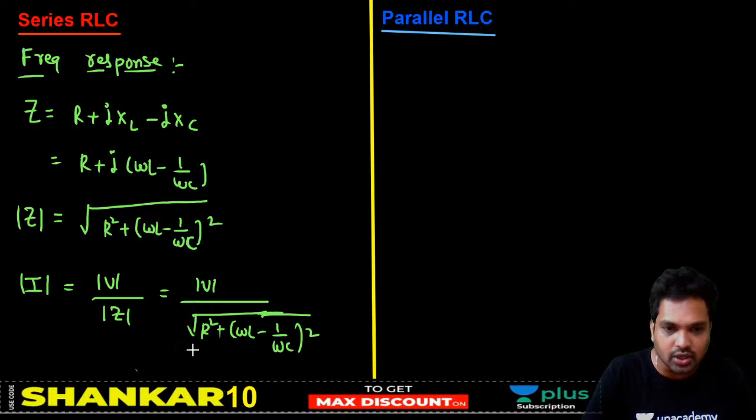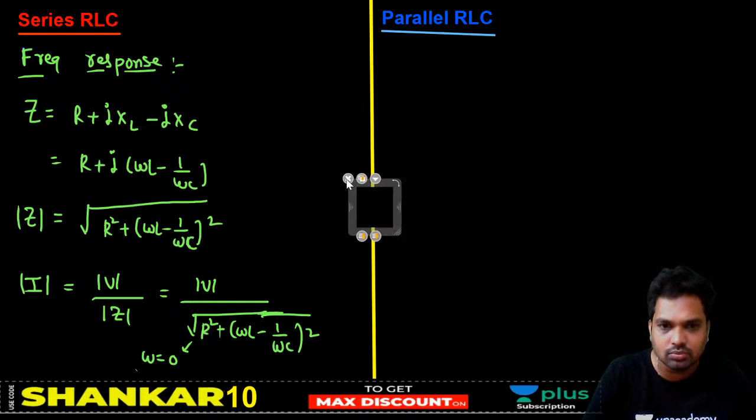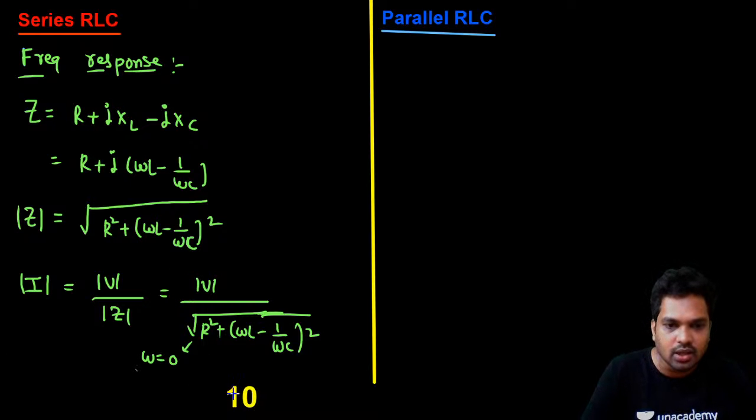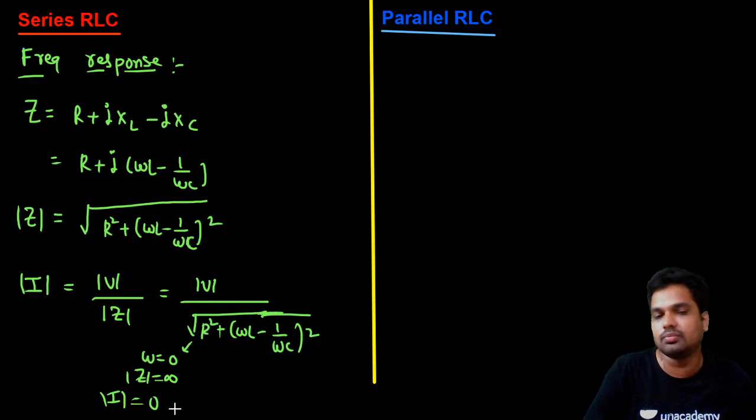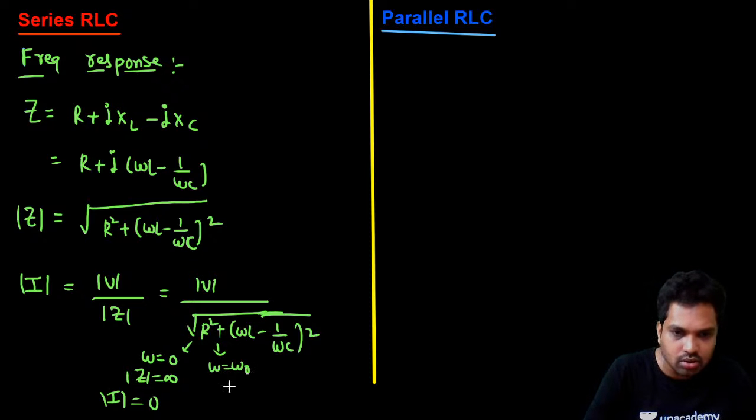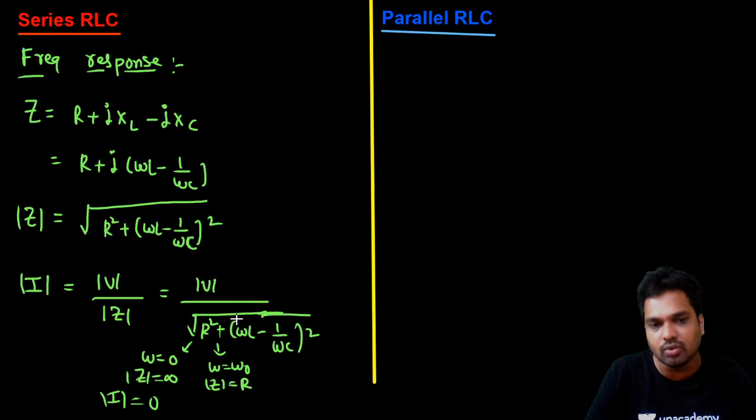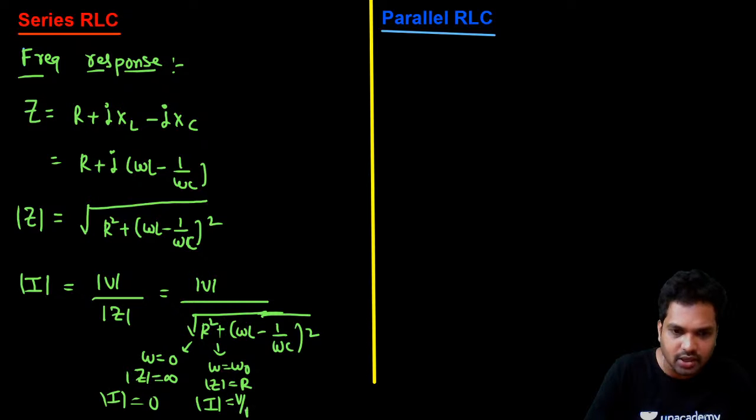For example, see here. Let me substitute here. If omega equal to 0, what happens? If you substitute 0 here, 1 by 0 is infinity. So your Z will be equal to infinite. If Z is infinity, then 1 by infinity, current will be equal to how much? 0. At omega equal to omega naught, your impedance will be equal to R. Z will be equal to R. These two will cancel. The current I will be equal to V by R. Next, omega equal to infinity, Z equal to, again, infinity, and current I will be equal to 0.